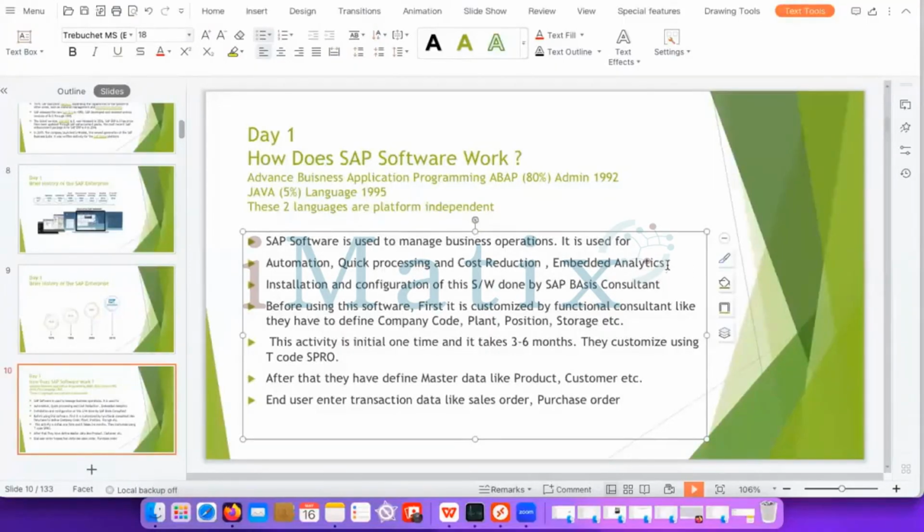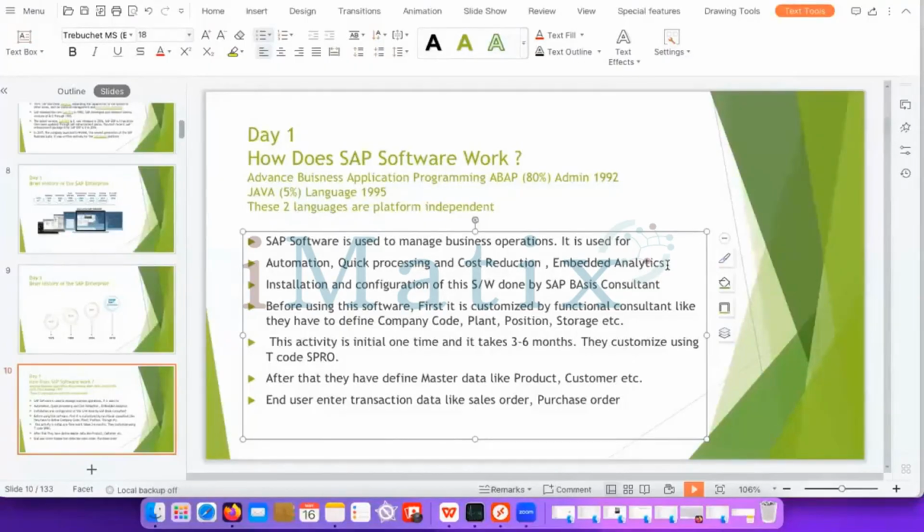In S/4HANA, embedded analytics could be there. You just have to configure it and activate some of the functions. Suppose you are entering data, the sales order, purchase order, customer order. You can immediately analyze, for example, who are the most valuable customers. Will you teach us how to activate this?